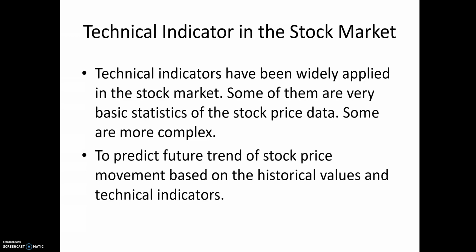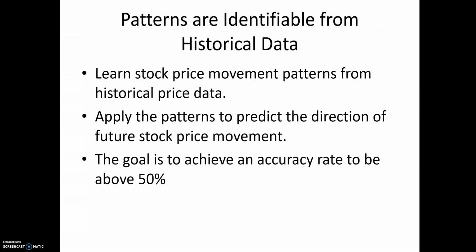But the purpose of using technical indicators is to predict the future based on historical values and historical patterns we discovered from historical data via data mining. So the idea is to learn the stock price movement patterns from historical data, and then we apply the patterns to predict the future. The goal is to achieve above a 50% accuracy rate, given you can either go up or down, so random guessing has a 50% accuracy rate.